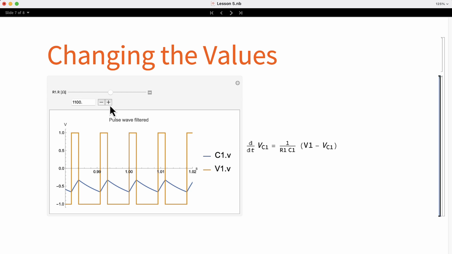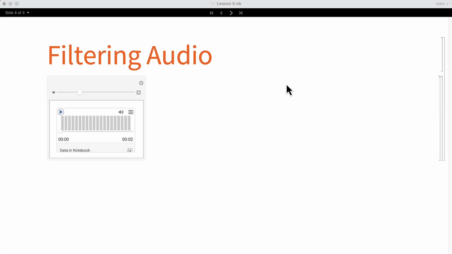As we increase the resistor value, we can observe that it becomes more difficult for the capacitor voltage to reach the input voltage. With a larger value of resistor, the output voltage becomes like an average of the input. If we decrease it, we can observe that the output voltage becomes closer to the input voltage, but the sharp transitions are softened. Removing these fast transitions is what makes an audio wave sound darker.